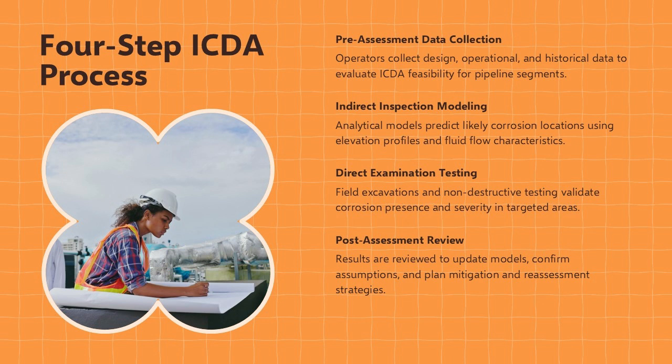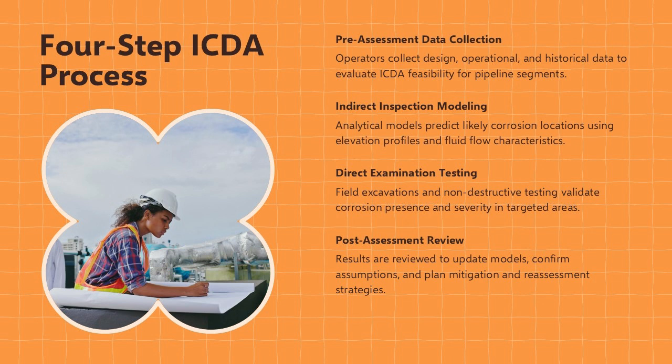Using elevation profiles, flow characteristics, and fluid properties, engineers identify low points and other areas prone to water accumulation. These locations are ranked based on relative corrosion likelihood. Direct examination consists of field validation through targeted excavations and non-destructive testing. Selected sites are inspected to confirm the presence or absence of corrosion and to measure its severity.